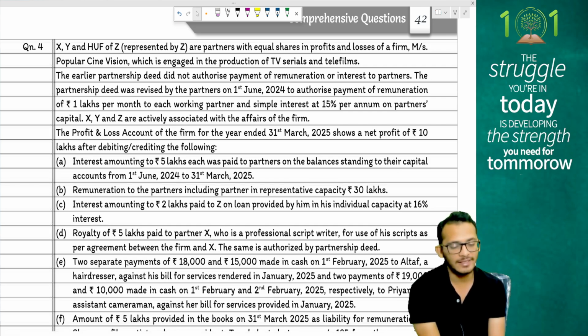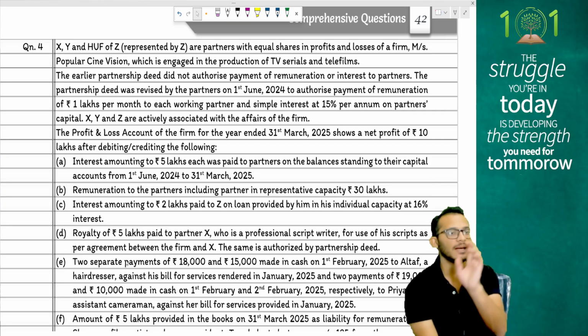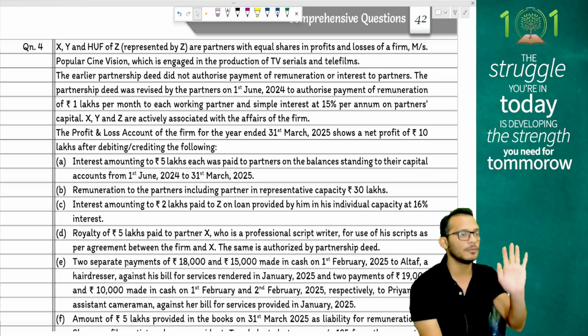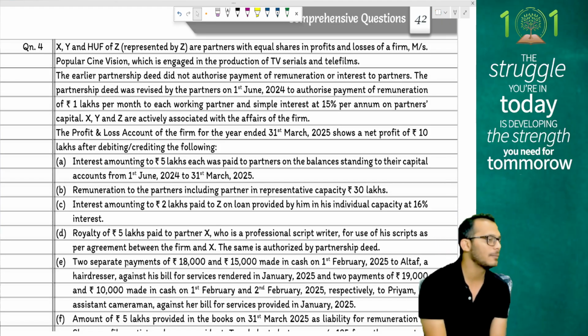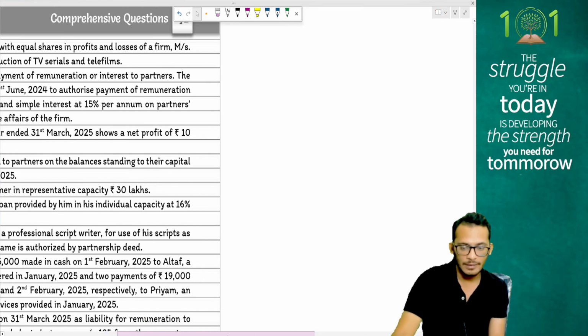Yes, the first one says interest amounting to 5 lakh rupees each was paid to partners on the balance standing to their capital accounts from 1st June to 31st March. People, from June to March I am going to pay him interest, which means logically I have not paid any interest from April to May, so I am safe. The only problem is, people, the interest which I have paid is 5 lakh rupees at the rate of, I will reverse work.